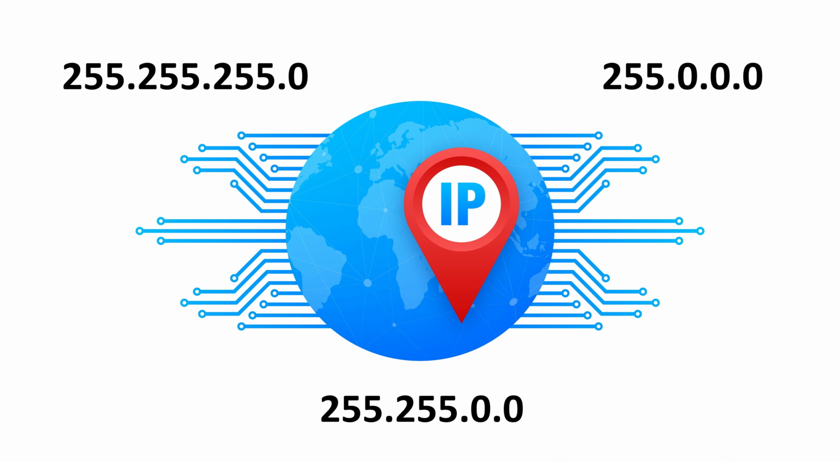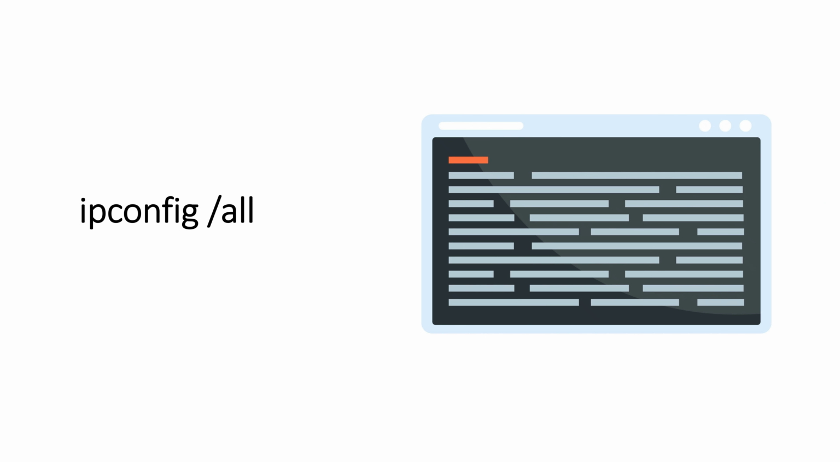It also determines what network you're connected to. For example, if you have two networks with different subnet masks, by running ipconfig/all, you can find out which network you're connected to. You can also find your network address, which we will talk about later in this video.